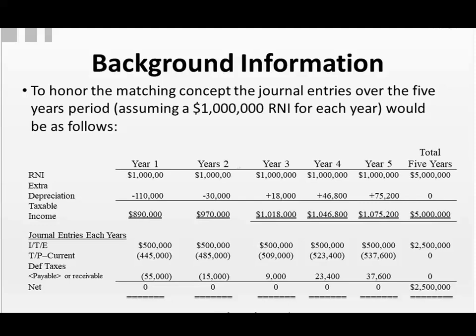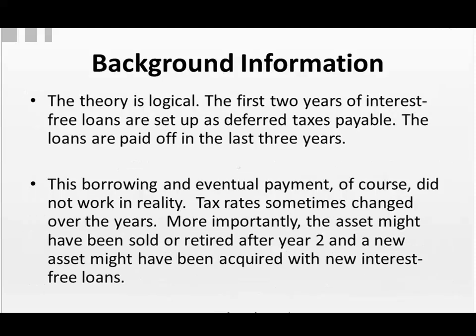In year 2, we borrow another $15,000 because of the benefits that are built into the tax code. And then theoretically, in years 3, 4, and 5, you can see we start paying it back. So we debit the deferred taxes payable account in years 3, 4, and 5. When the smoke clears, that account would theoretically zero out. It's great theory. It's logical. It seemed to make sense. The first 2 years of the interest-free loan was set up as a deferred taxes payable. The loan was paid off in the last 3 years.